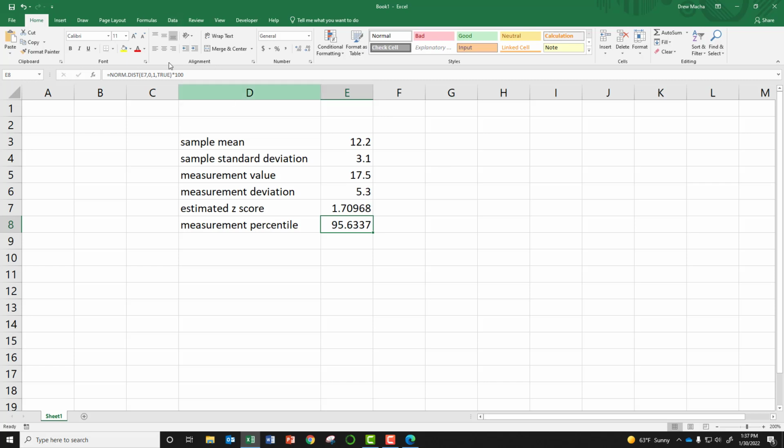And if you don't want to multiply by 100 at the end of your formula, here's another thing you can do in Excel. Get rid of that 100, so it says 0.95 as a decimal, and then go up here on the ribbon to this percent button, and you can just click that. And it looks like our percentile is the 96th percentile for this particular measurement, because it's so far away from the mean.